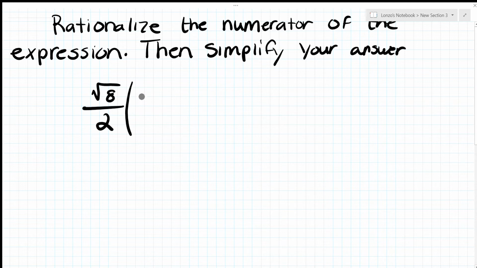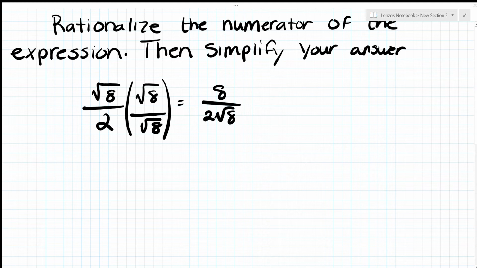I'm going to multiply it by square root of 8, top and bottom by square root of 8. So let's multiply across the numerator. What happens when you multiply a radical times a radical? The radical disappears and you're just left with the number inside of the radical. And then this becomes 2 square root of 8.